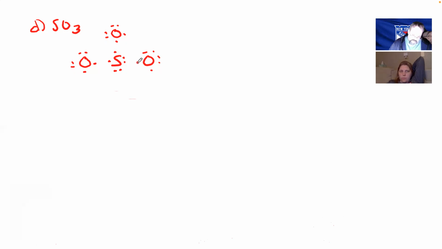Okay. So, how is each of them going to get to the magic number of 8 electrons? This one, I'm trying to think of the easiest way to explain this one. SO3. Each oxygen has 6. Sulfur has 6.